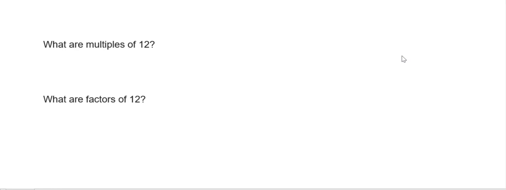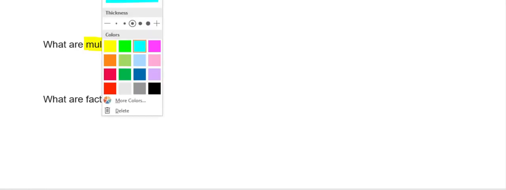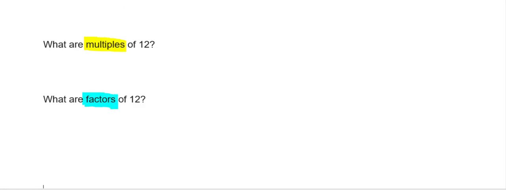Hi, this video is to help with understanding factors and multiples. So first we're going to talk about the difference between factors and multiples. Let's take 12, for example, and let's look at what are the multiples of 12 versus what are the factors of 12. It's very important that you pay attention to what they're asking for.